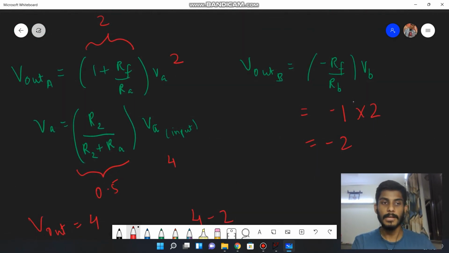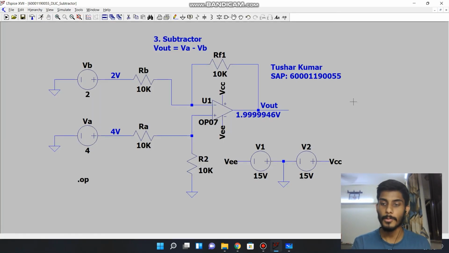And how did we get Vout A and Vout B? We used the superposition theorem. In order to get Vout A, we turned on VA and short circuited VB. And similarly, to get Vout B, we turned on VB and short circuited VA.